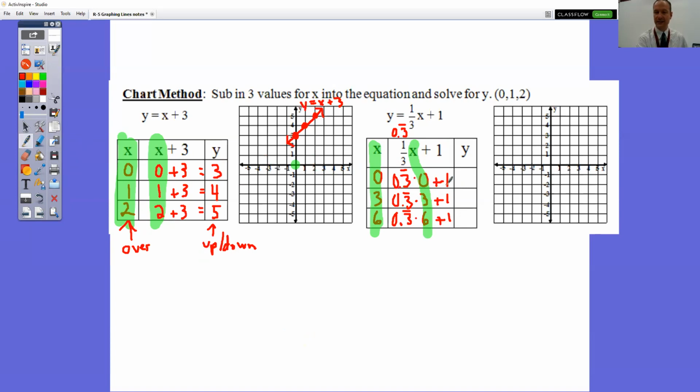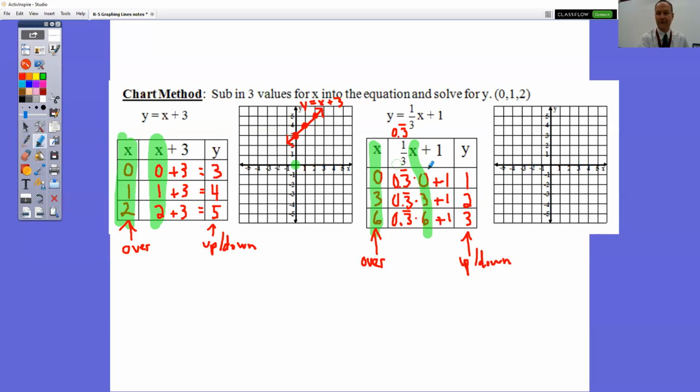So when you type this into the calculator, 0.33333 times 0 plus 1, you get an answer of 1. 0.3 repeating times 3 plus 1 is 2. 0.3 repeating times 6 plus 1 is 3. Your x value is how many we go over. Your y value is how many you go up or down.